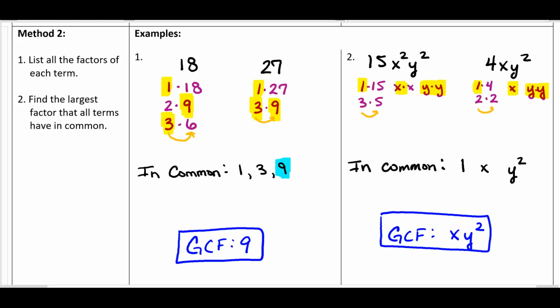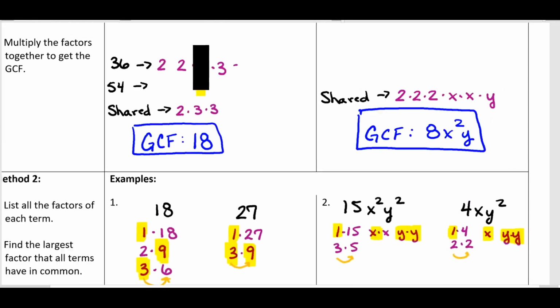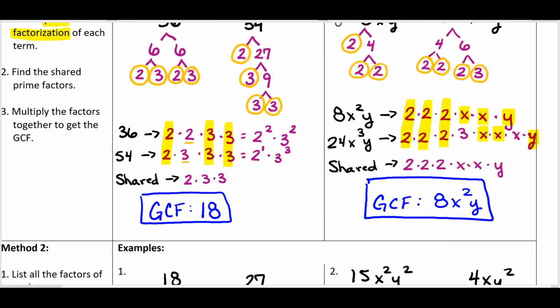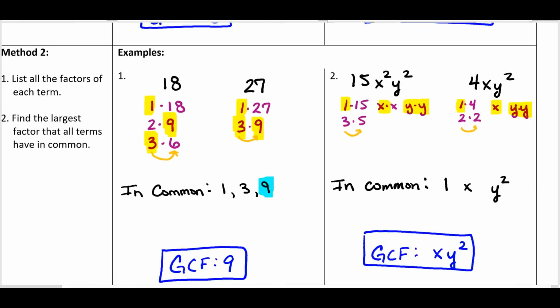Now again, you can use either method, listing factors or factor trees. Now usually I don't use a factor tree unless it's a very large number. Most of the time listing factors is a little bit quicker.